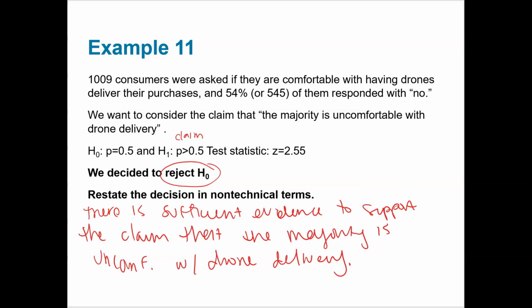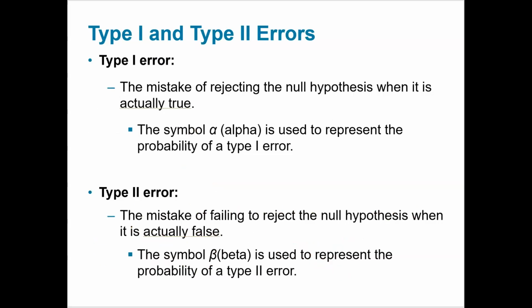Now, the reason there aren't a ton of you-tries in this is because you're going to be doing a lot of you-tries in the next sections where we actually conduct hypothesis testing. But one very important thing that we do need to talk about is type 1 and type 2 errors. So a type 1 error, we use the symbol alpha, and it's the mistake of rejecting the null hypothesis when it is actually true.